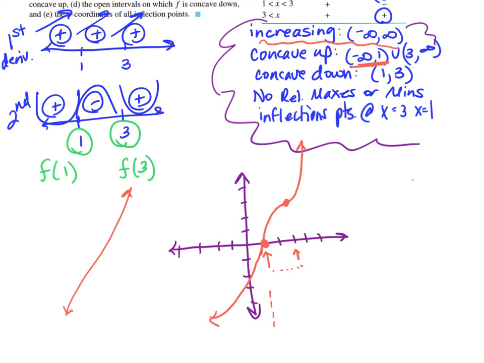So when I look at this, I'm just going to go, okay, did they do it increasing the whole time? Yes. Is it concave up from negative infinity to 1, 3 to infinity? Is it concave down in here? Do I have relative maxes and mins? No. Do I have inflection points? Yes. So that's the gist of what's going on.